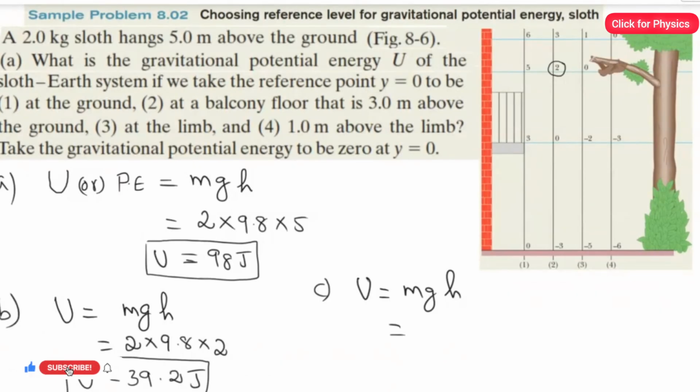So we will get the answer. Anything multiplied by 0 is 0. So the answer for the third part is 0.